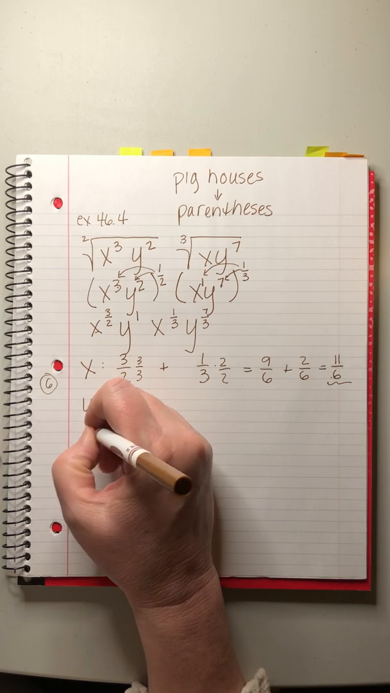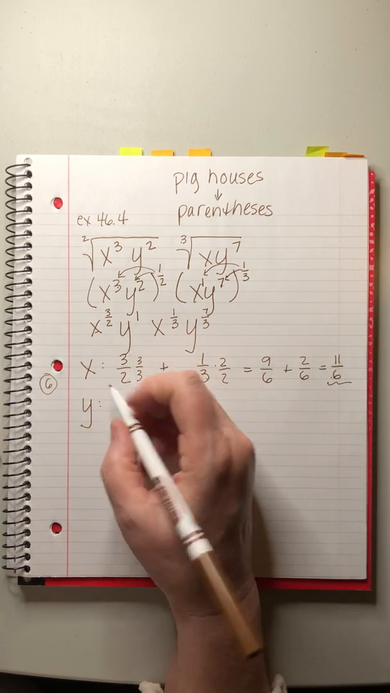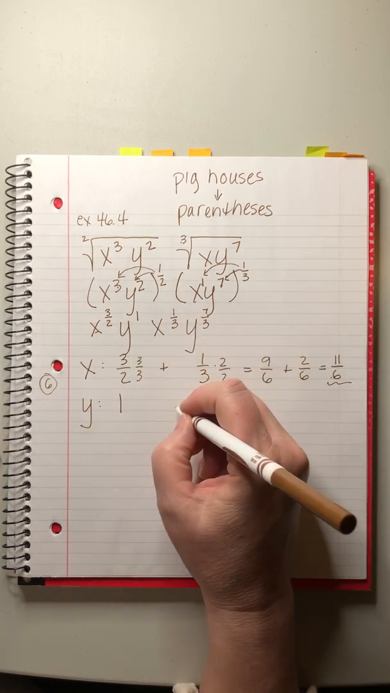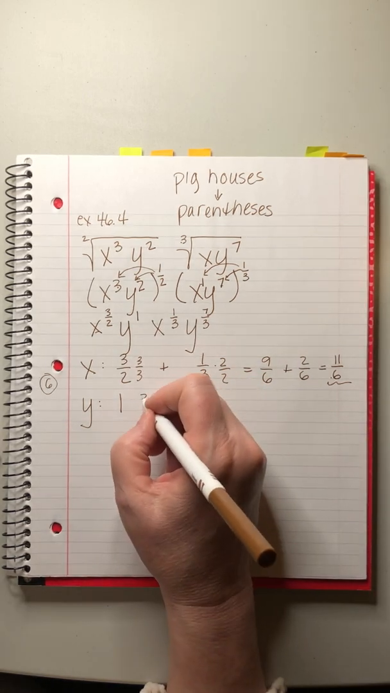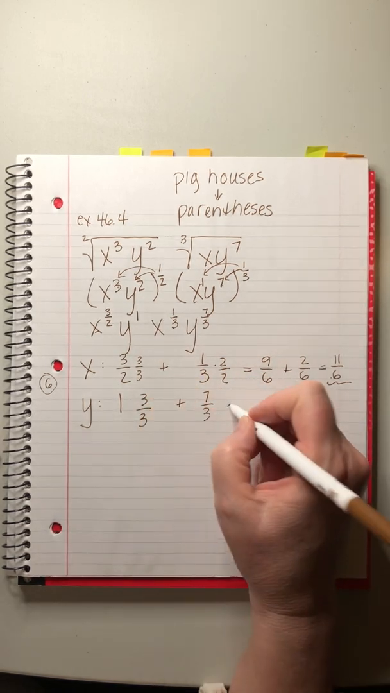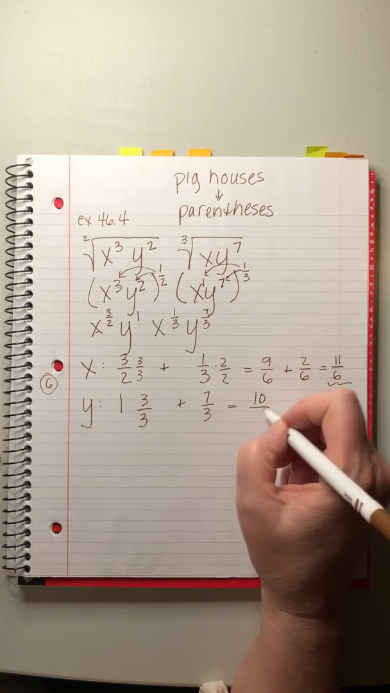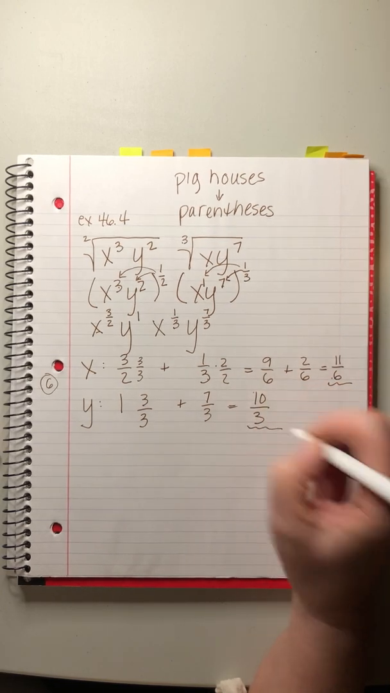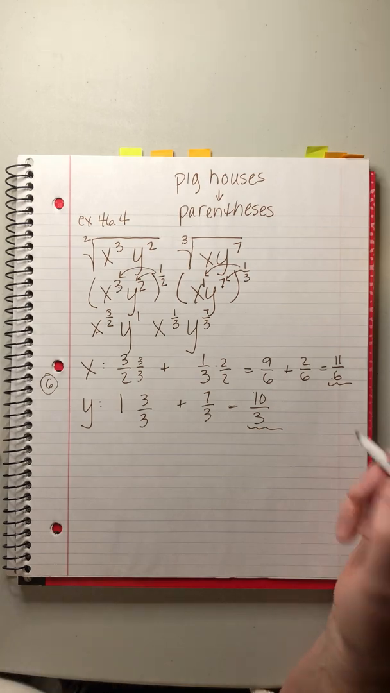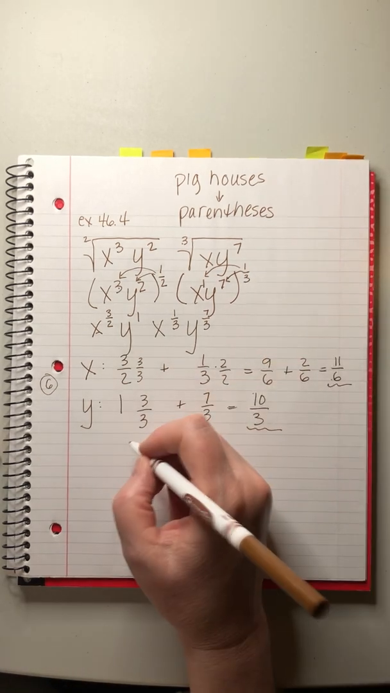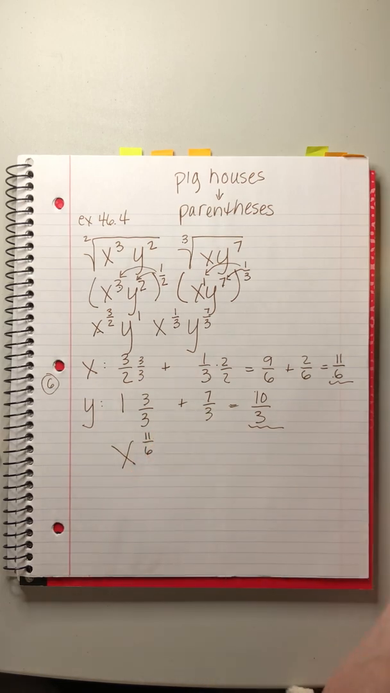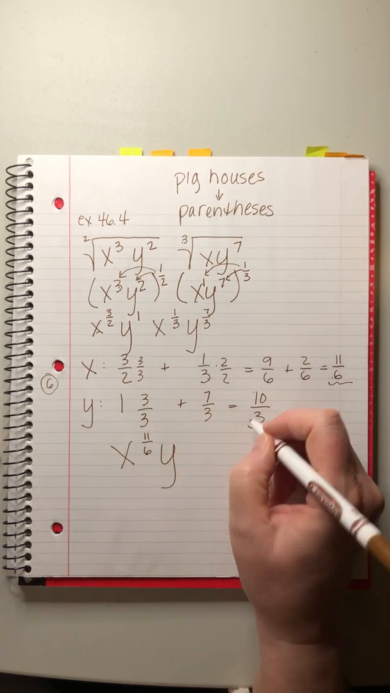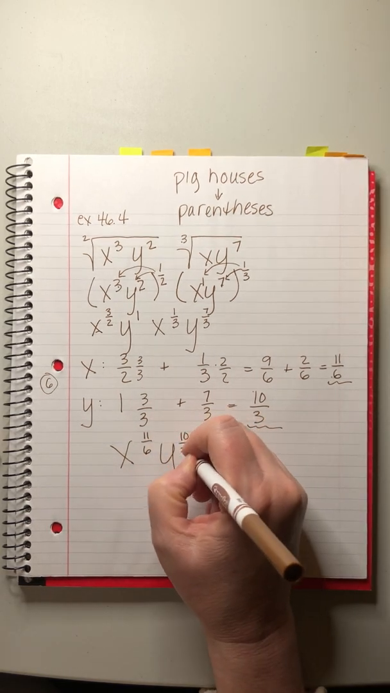And then with our y's, we're going to do 1 plus 7/3. Okay, we'll just change this into 3/3. And then that gives us 10/3. And so our final answer is x to the 11/6 and y to the 10/3.